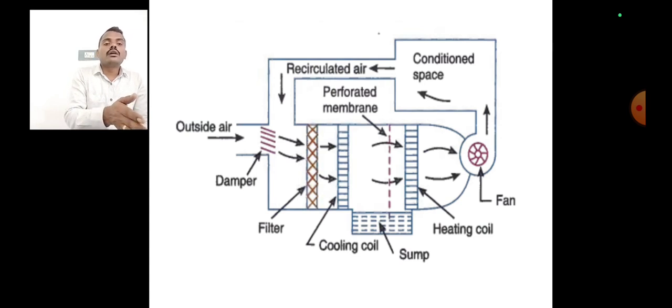Then the cooling coil condenses the excess moisture in the air and lowers the temperature of the moist air. Next is the heating coil. When heating is needed, it is automatically switched on and the air is heated. Then it is circulated by the supply duct.